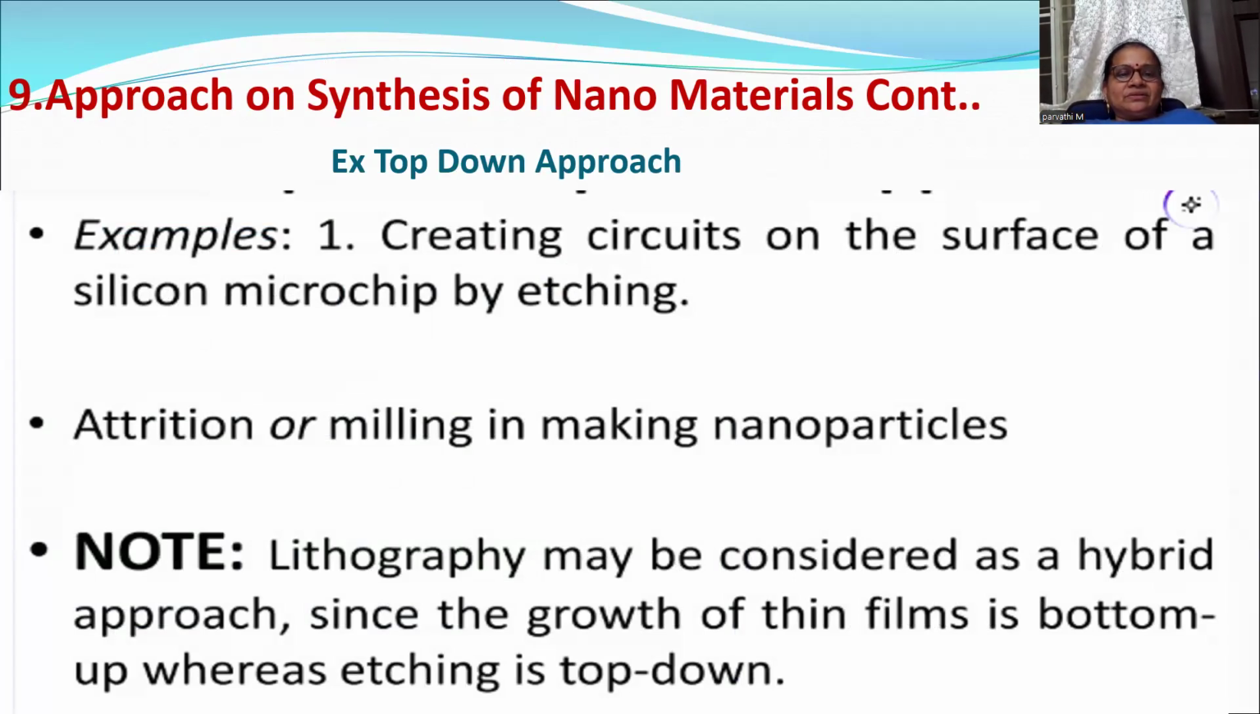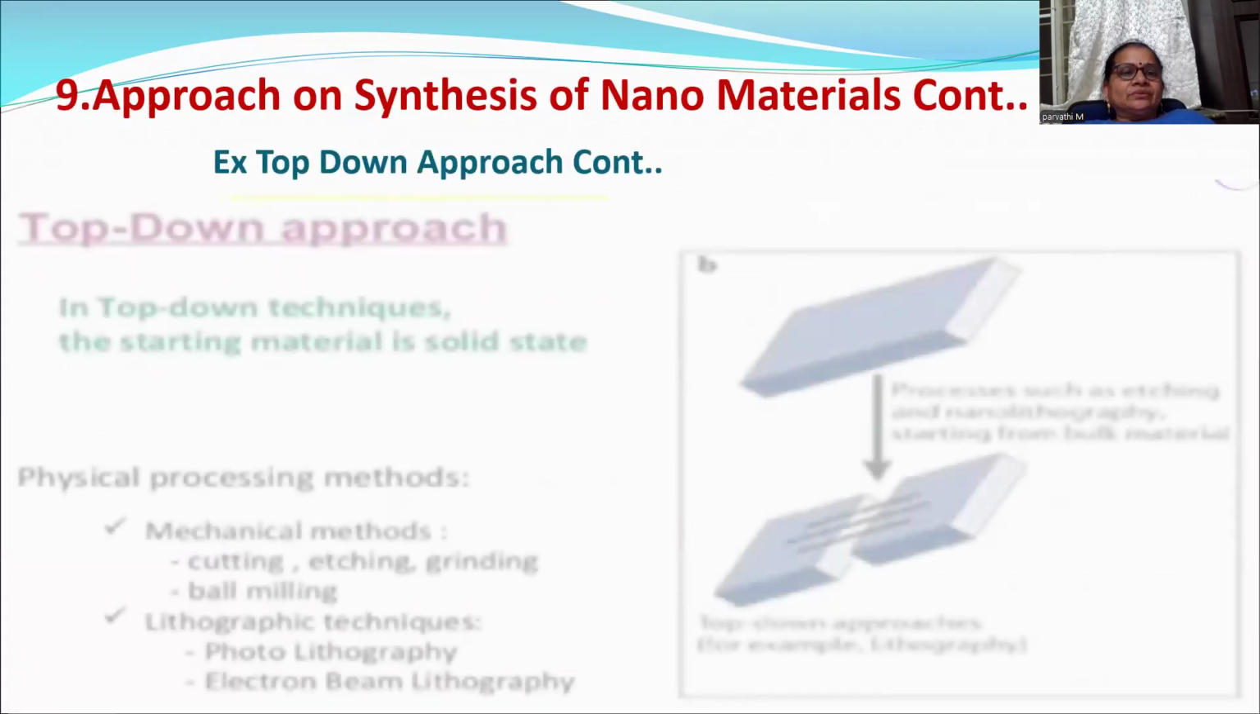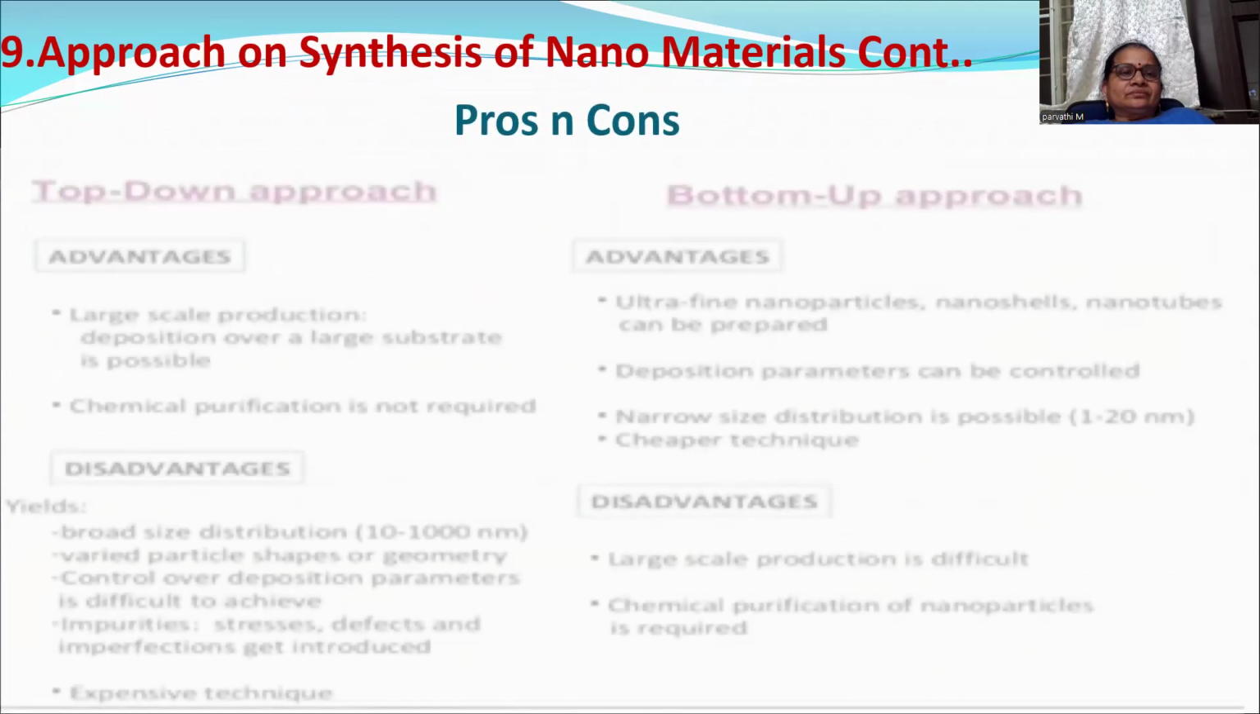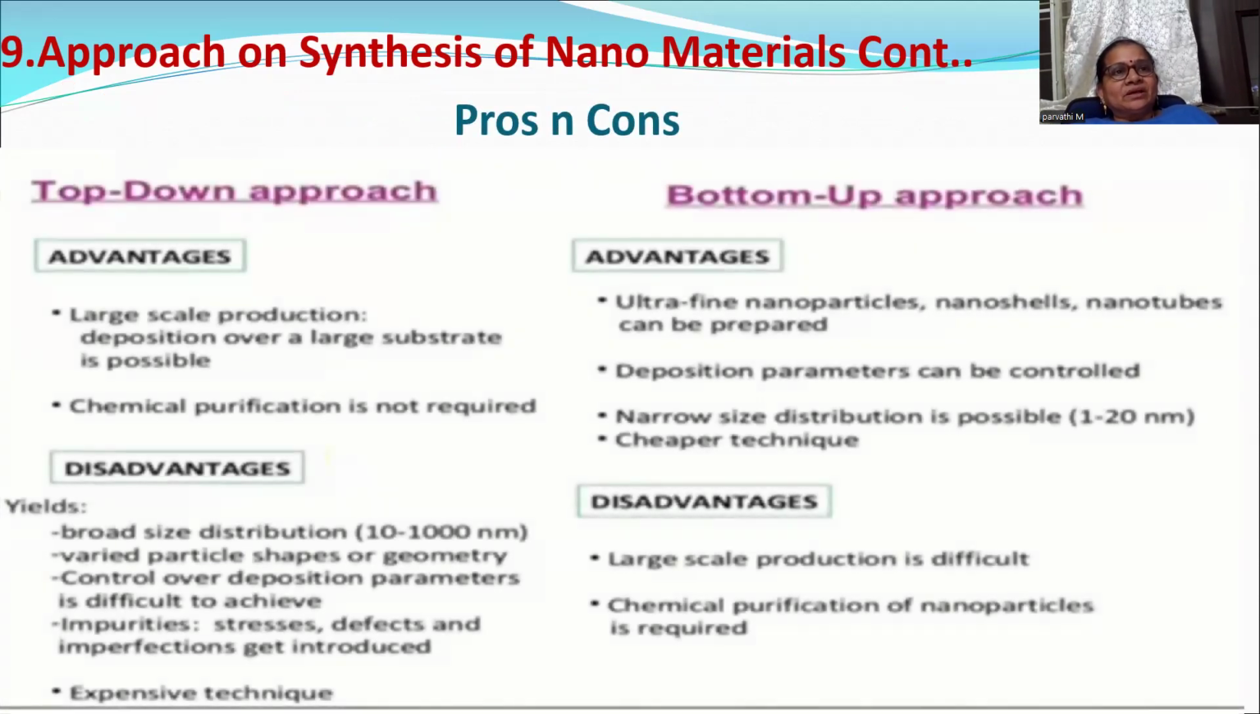And attrition or milling in making nanoparticles, then lithography may be considered as a hybrid approach. So this is one more: physical processing methods, mechanical methods, lithographic techniques. These all come under top-down approach. Starting material is solid state, whereas in the bottom up, that could be gaseous or liquid. So some of the advantages, disadvantages are shown for top down and bottom up. Advantages are large scale production, deposition over large substrate, that is advantage on the top down.